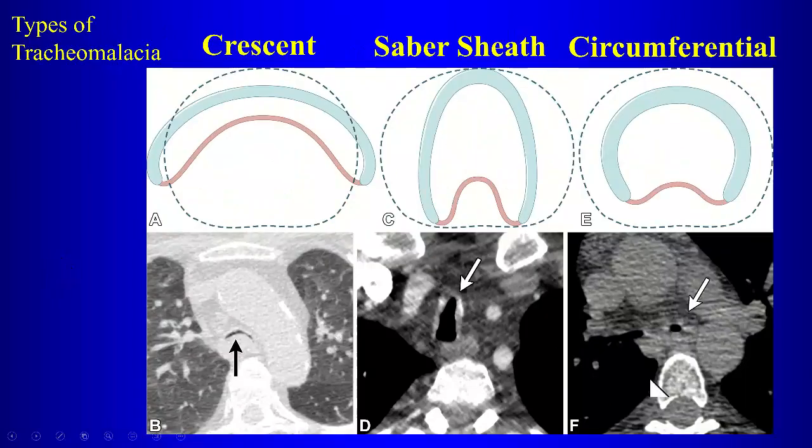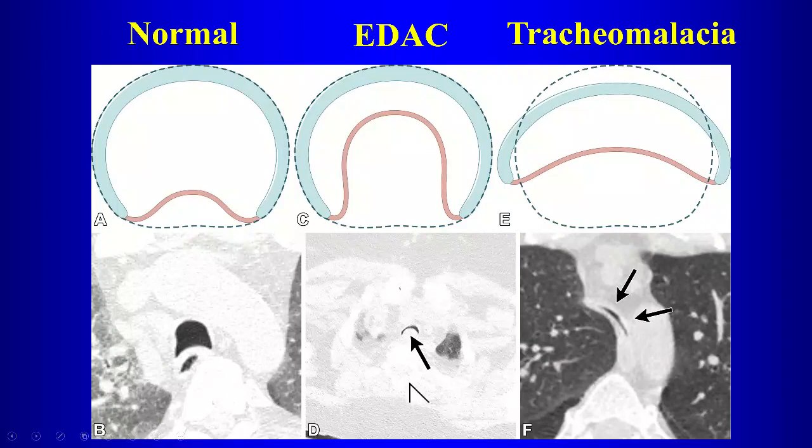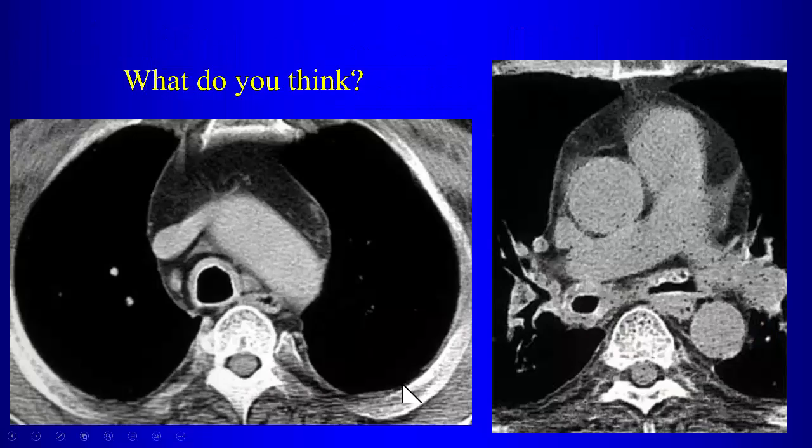And then there are these different shapes that you could see. Circumferential is definitely abnormal. That's tracheal malacia. There's also a saber sheath kind of variant to it. And then there's this crescentic variant. So you see how these look a little bit different than the excessive dynamic collapse. Okay, but on the boards go with tracheomalacia.